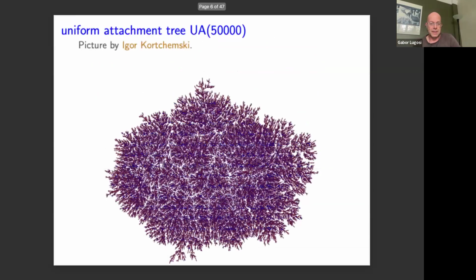So this is what a uniform attachment tree on 50,000 vertices looks like. The question is, where is Adam in here? And how many vertices do we have to pick in order to guarantee that with probability 99%, the root vertex will be among them? That's what we would like to understand.